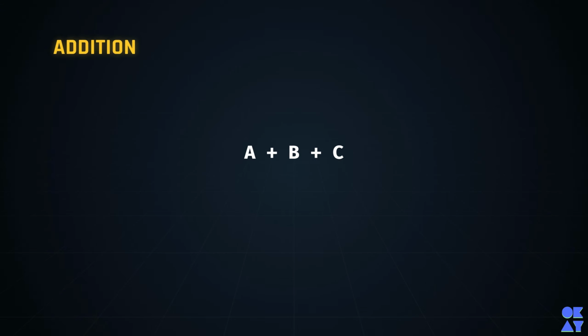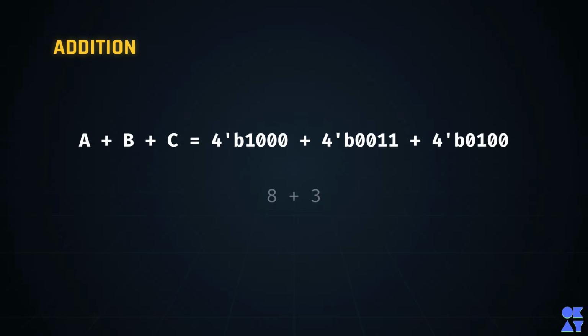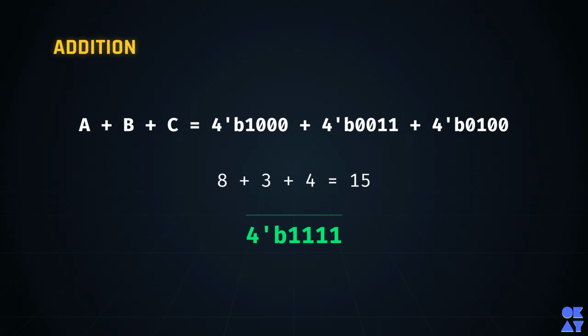So, 4'b1000 plus 4'b0011 plus 4'b0100. If we calculate this, 8 plus 3 plus 4 equals 15. In binary, 4'b1111. So if the result is 4 bits wide, the answer is correct.